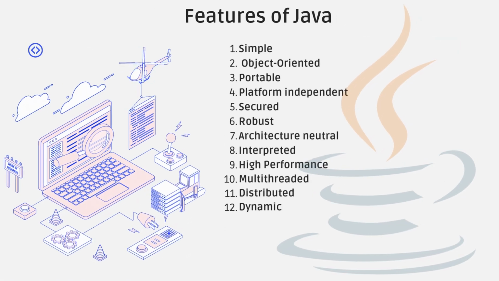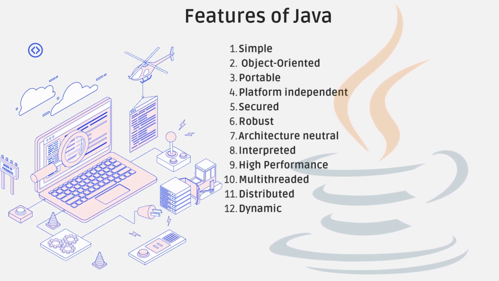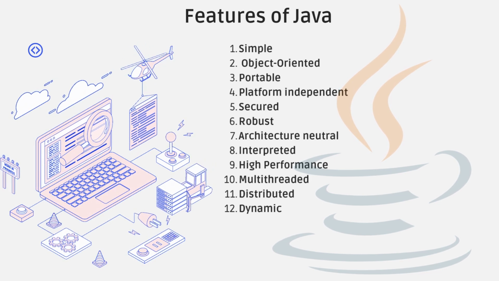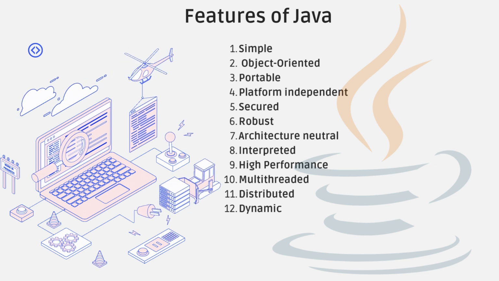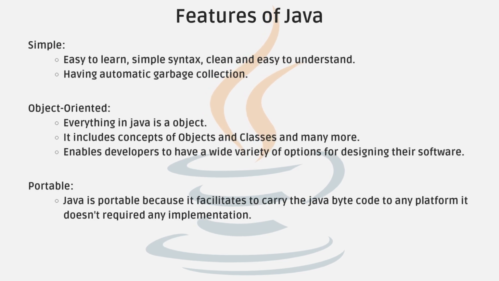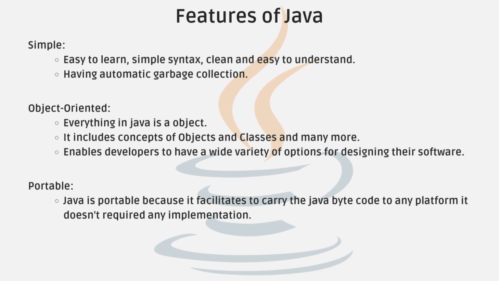Now let's explore the remarkable features of Java that make it such a powerful programming language. There are 12 to 13 features as mentioned here. So let's learn about them one by one. First, Java is super simple to learn. It has an easy to understand syntax, which means the way you write it is clean and clear. Plus, it has an automatic garbage collection feature, which helps clean up unused memory automatically.